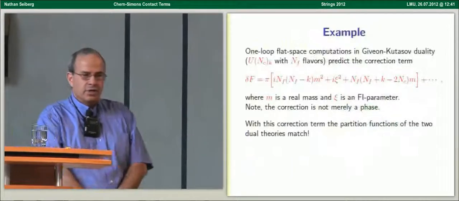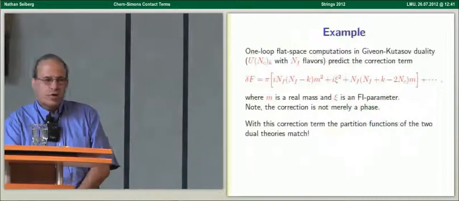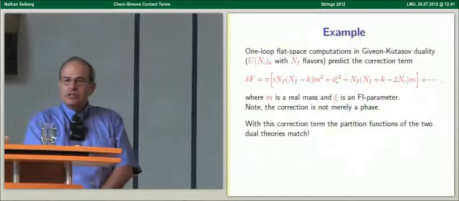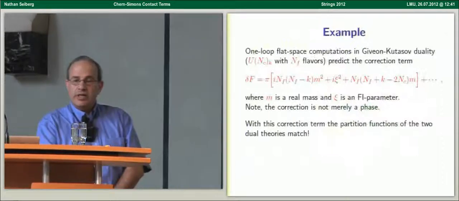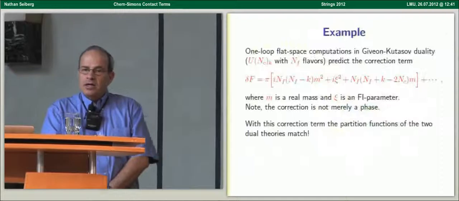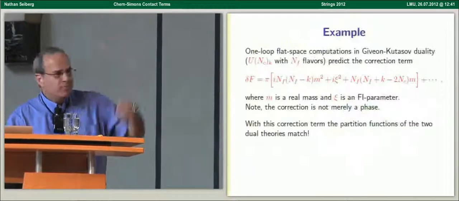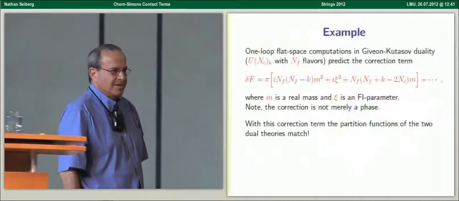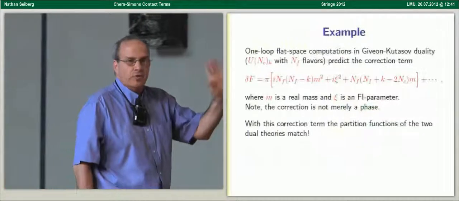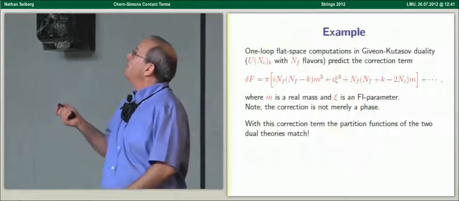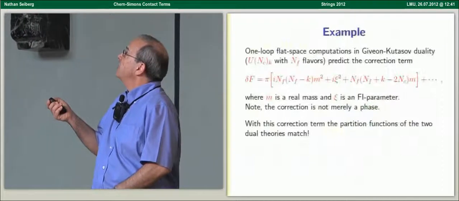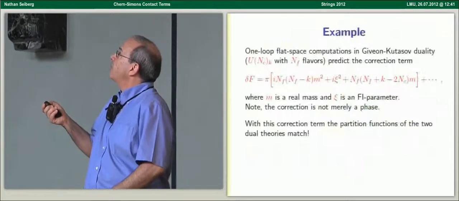So here is an example. This is the Giveon-Kutasov duality. They studied U(N) gauge theories, with Chern-Simons level K, with N_F flavors. And we do one loop, and we find the correction factor. The correction factor is completely predicted. There are no free parameters to adjust here. M is a real mass for the flavors, and C is an FI parameter.